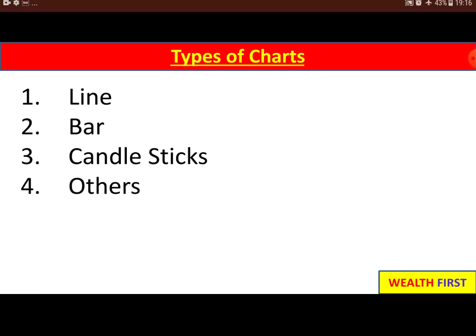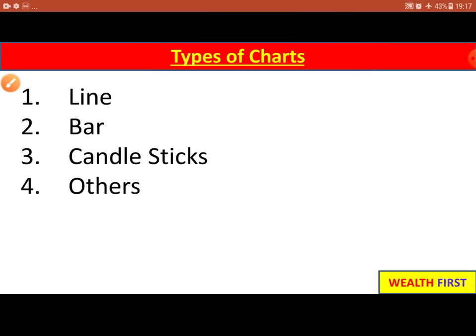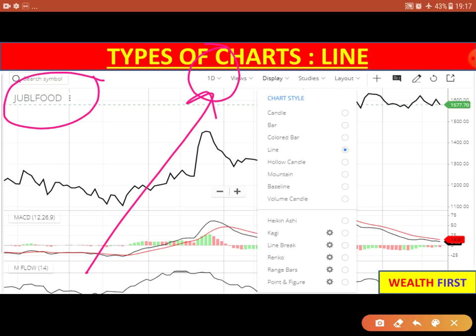So first of all, I'll discuss the various types of chart. I will not dwell much on various kinds of chart; I'll come straight to the point. Once you open the trading platform, like I've opened the trading platform and put in the Jubilant Foods chart, you have to put in the 1 day candle or 1 day chart, and then go to studies and click it here, and there'll be a drop down menu falling down.